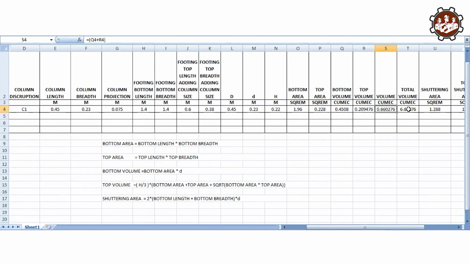This is the total volume. We multiply by the number of footings, that is 10 into the volume, so we get the total volume. Okay, after this we calculate the shuttering area.